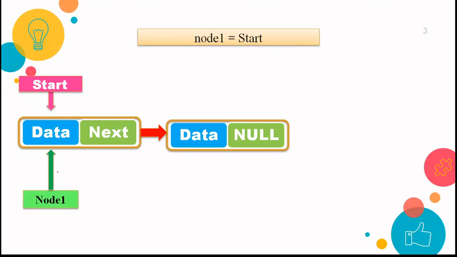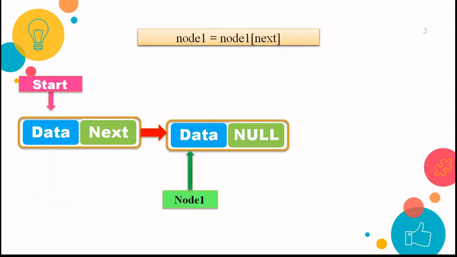Now, in this case, this node 1 is pointing to the first node, which contains the address of the first node, which is also stored in start. As we know that the next part of this node does not contain null, but it stores the address of the next node. So node 1 will be shifted to the next node. Now node 1 has been shifted to node 1 next, and when you reach this node, here you find that the next of this node is null. Now we come to know that this is the end of the linked list.